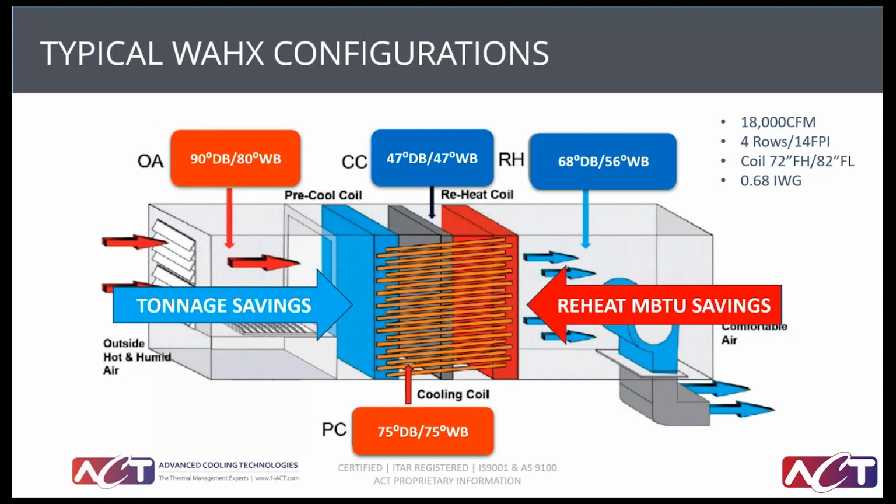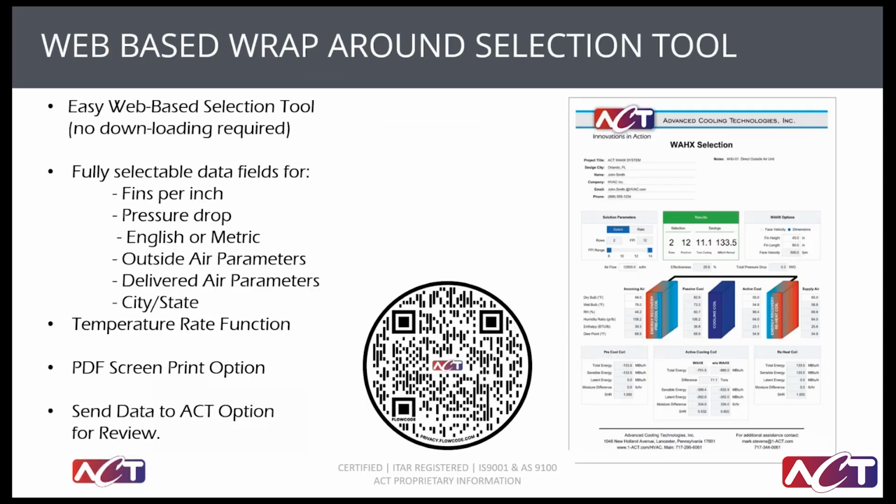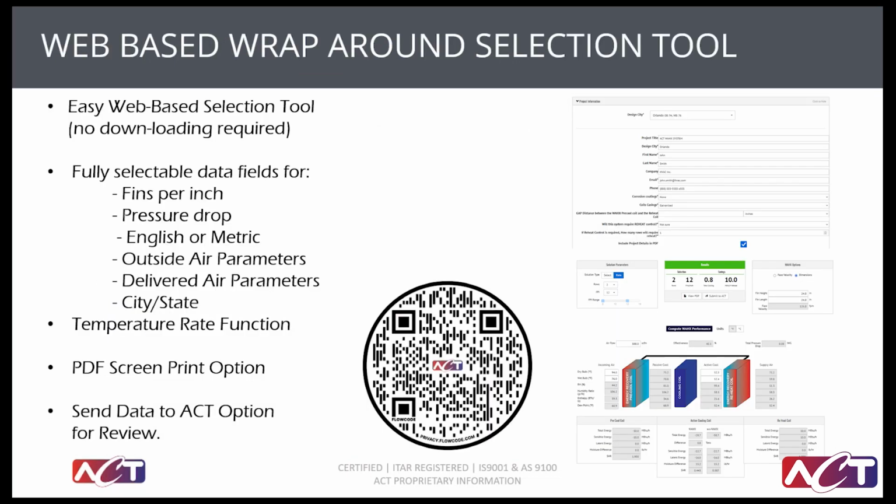The other parameter that you may need to know also is this distance between the pre-cool coil that wraps around the cooling coil. So once we have that, we can actually move on to the configuration tool. Our web-based tool is simple to use. If you want to take a moment and scan that QR code, it'll take you right to that section of our website where you can look at this tool. Again, registration free, no passwords. You can get on there immediately and start using it.